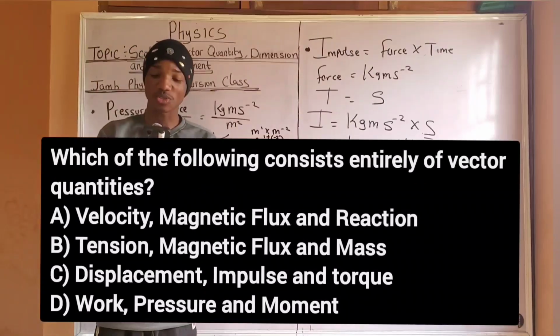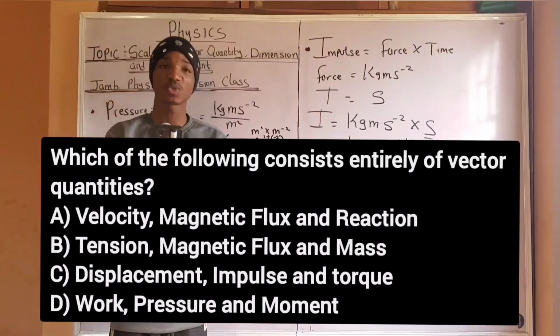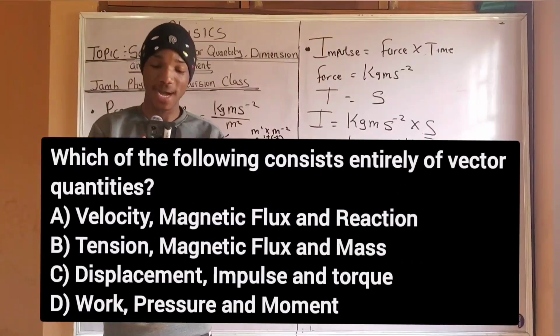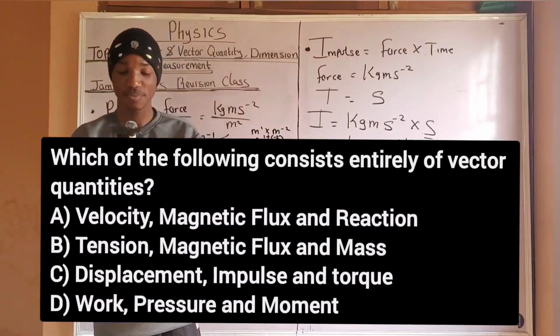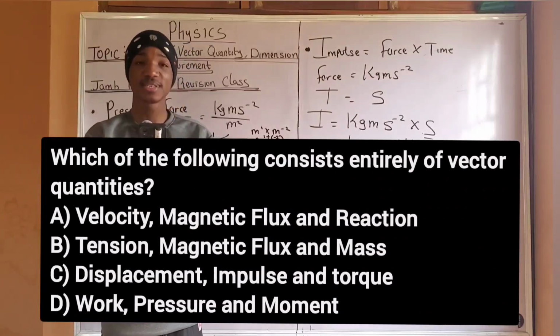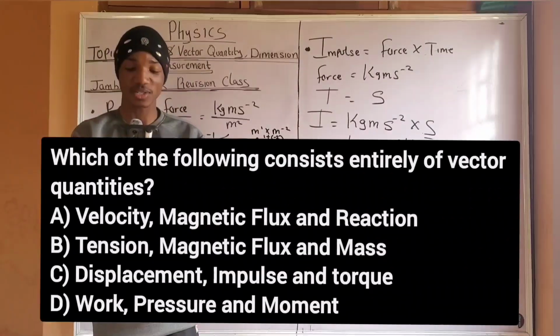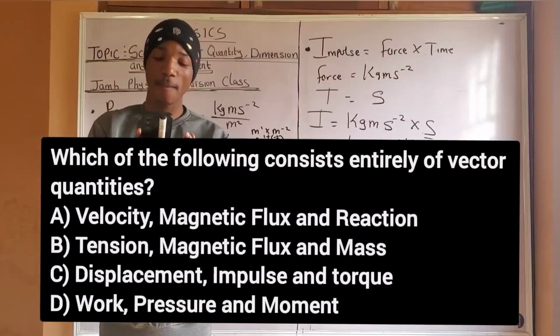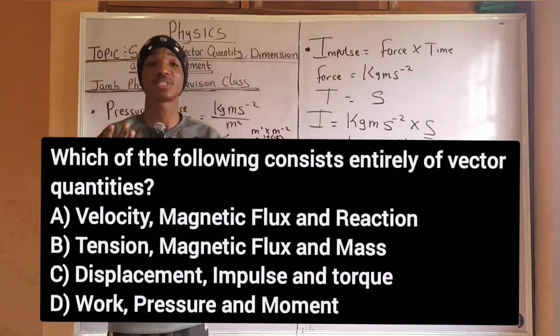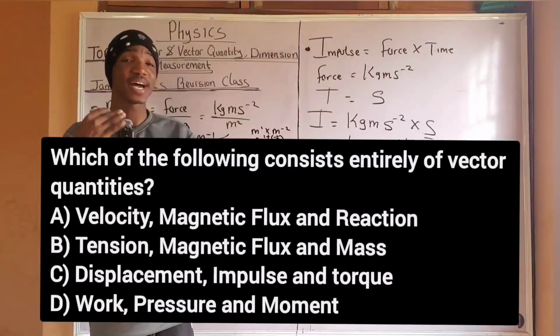Which of the following consists entirely of vector quantities? A, velocity, magnetic flux, and reaction. B, tension, magnetic flux, and mass. C, displacement, impulse, and torque. D, work, pressure, and moment.